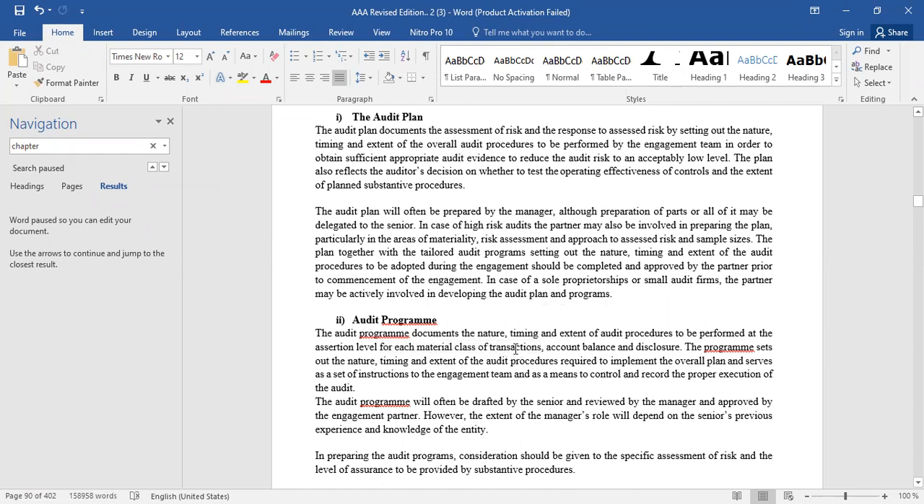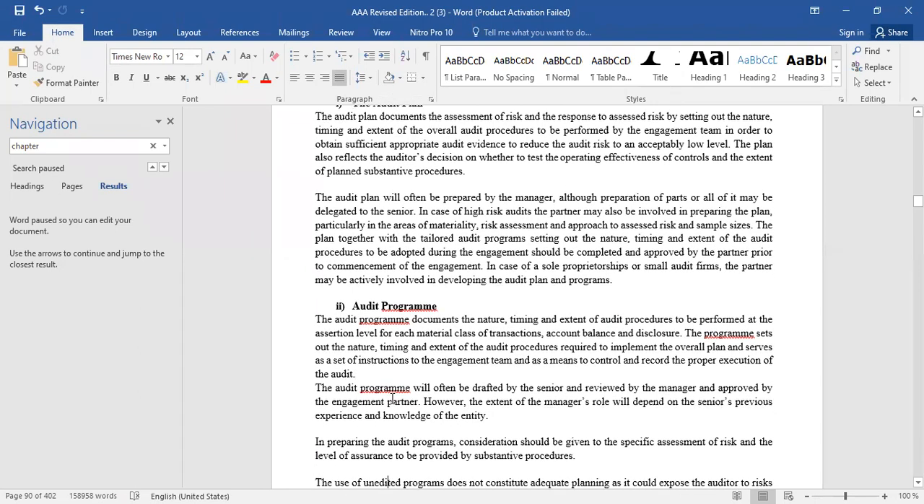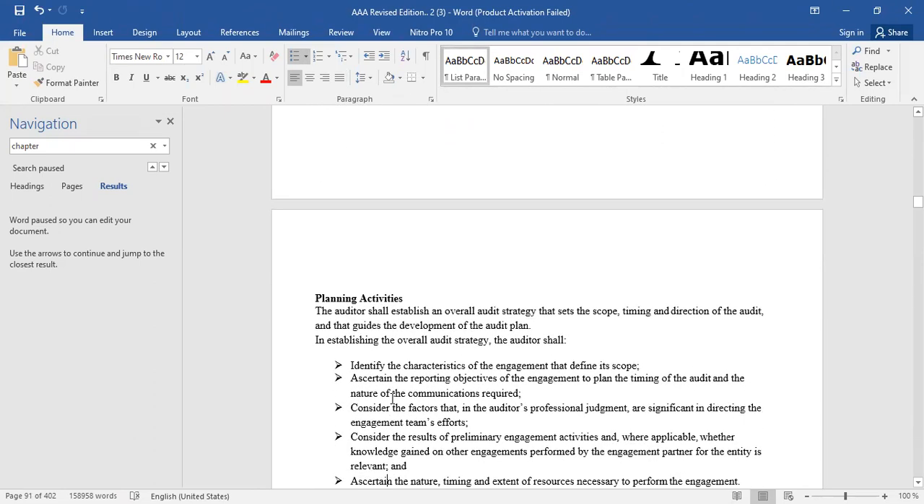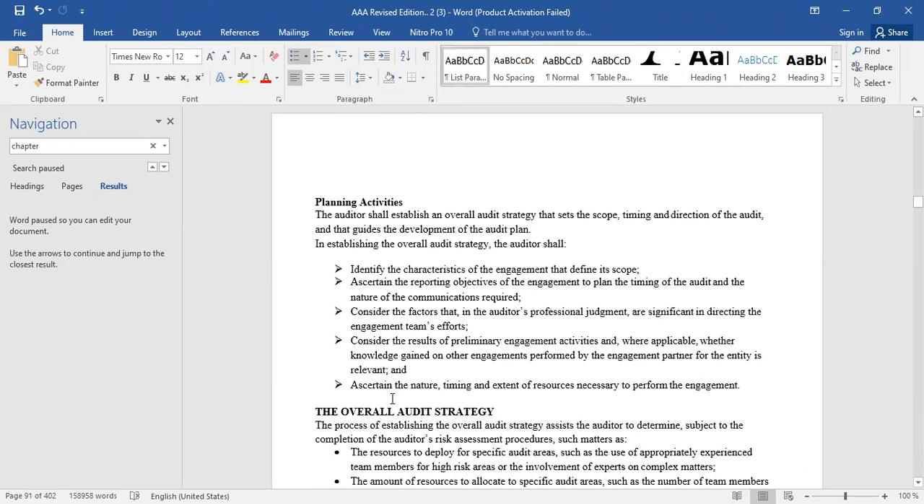So if the material class of transaction was under loans, then now you look at that. Like in the overall planning, you look at the resources that we have and the allocation of people. Those ones are not under the program. The program is now going deeper, specifically on the audit procedure. I hope you are seeing the differences. The program is for the specific item that you are auditing. Then now planning activities, these are actually things that we actually looked at.